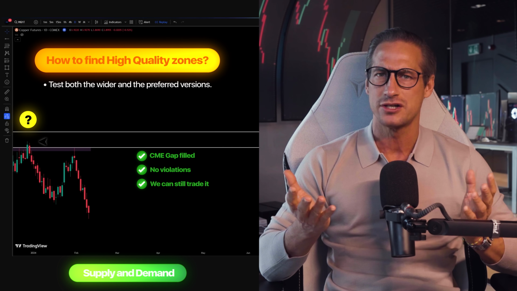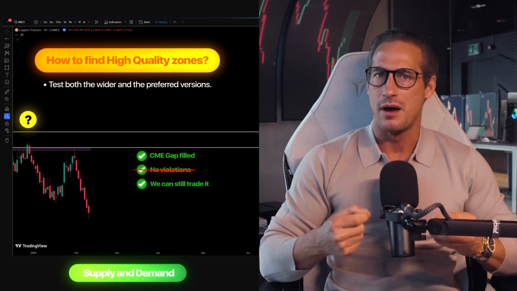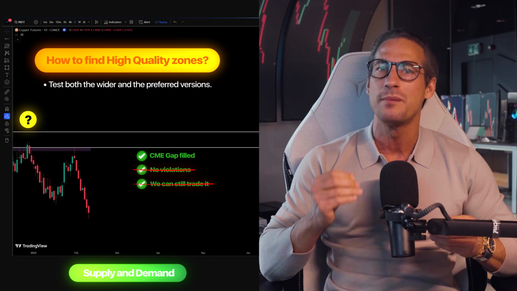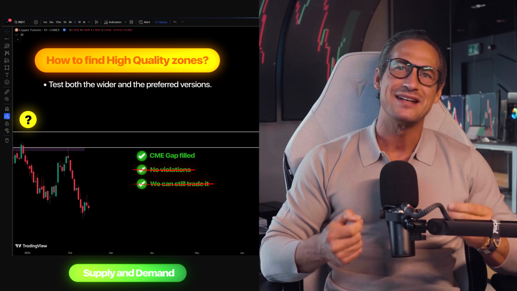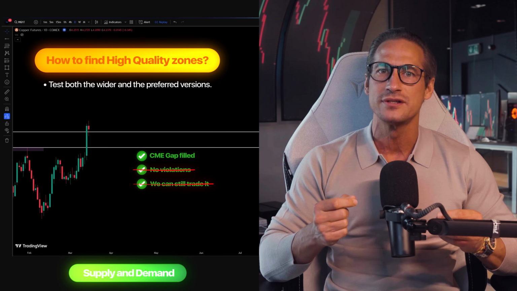Is it still fresh? No, absolutely not. This zone is now violated, and per our rules, we should not trade it. We should look for a higher quality zone above it. And of course, when the price hits this key level, it will trigger all the remaining unfilled orders and rally past them. Then we have rule number 2, originality.